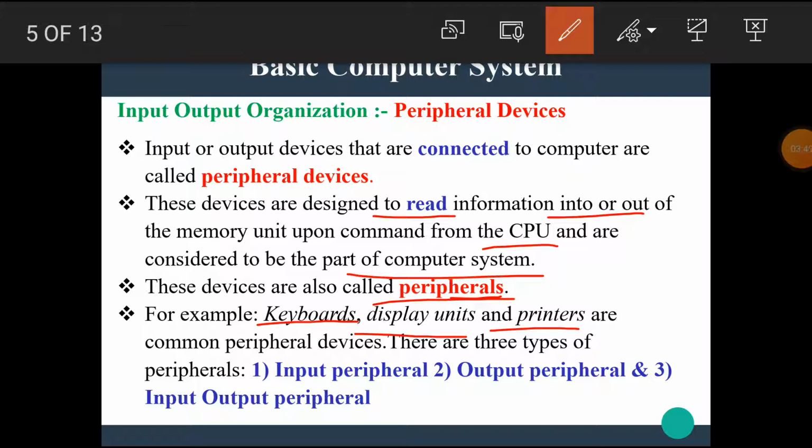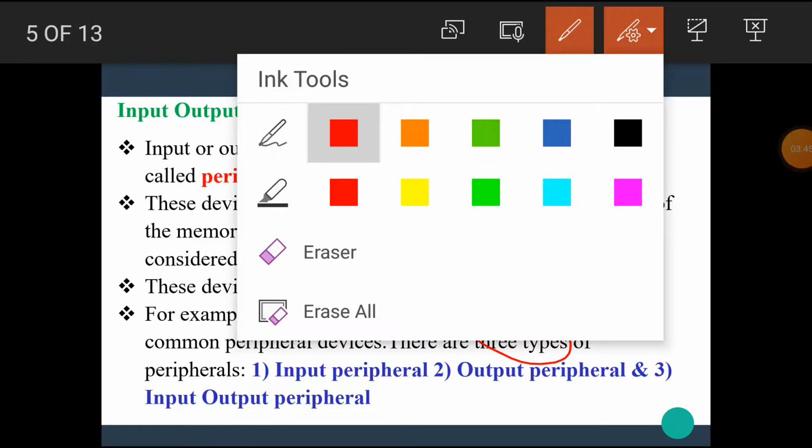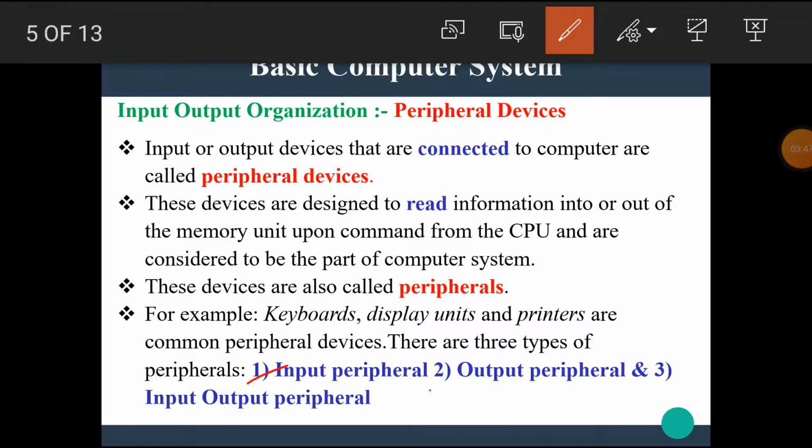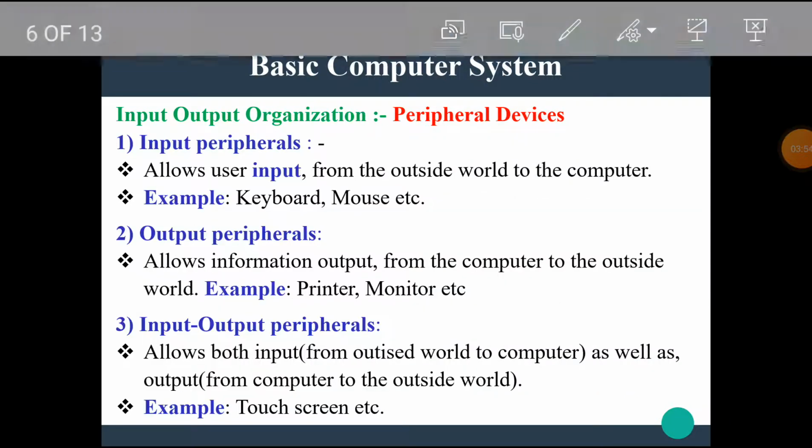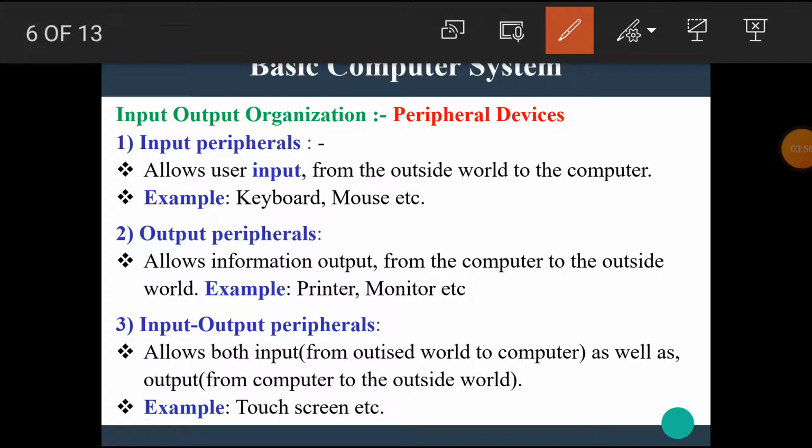The peripheral devices are mainly of three types. The three types are: first, input peripheral; second, output peripheral; and third, input-output peripheral. Let's see one by one. What is an input peripheral? The input peripheral allows user input from the outside world to the computer. For example, keyboard, mouse, etc. From the keyboard and mouse, we can enter information into the computer.